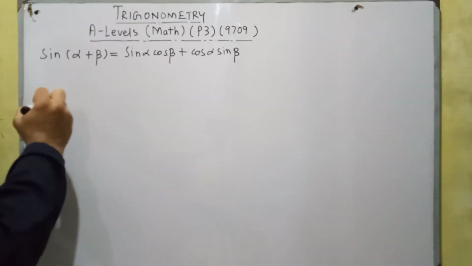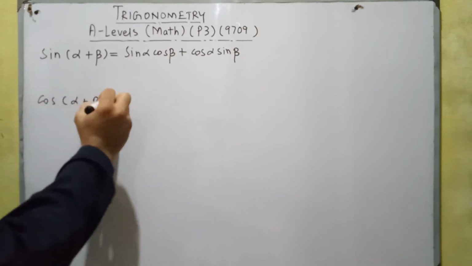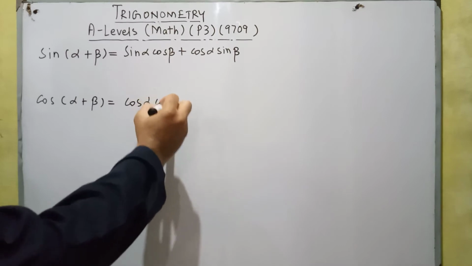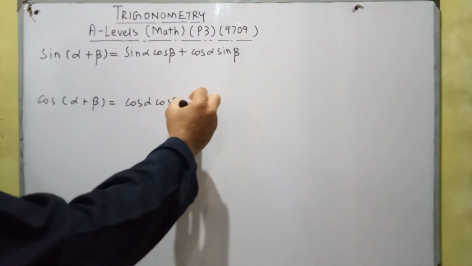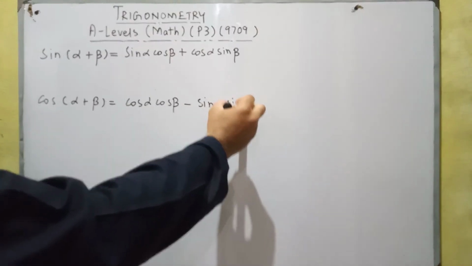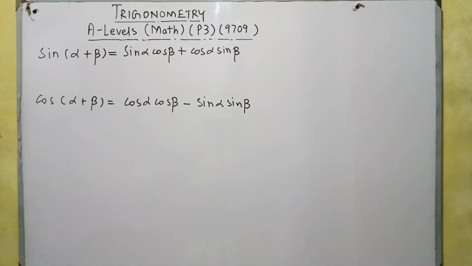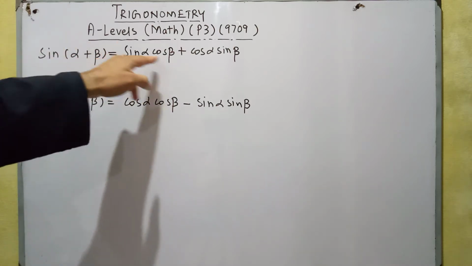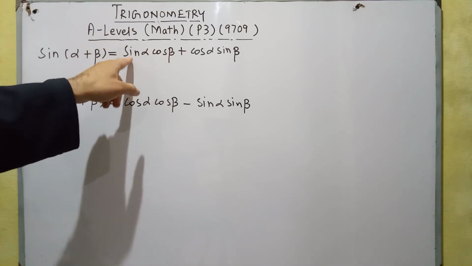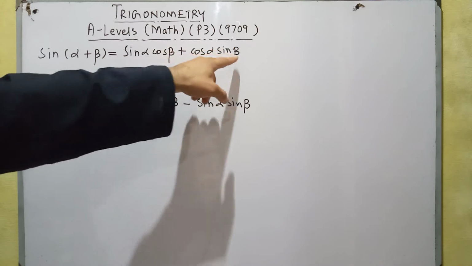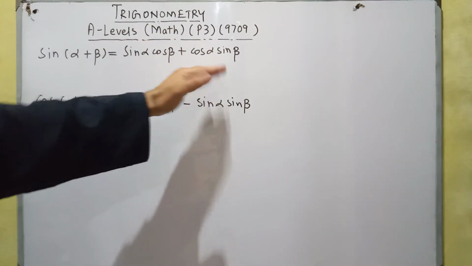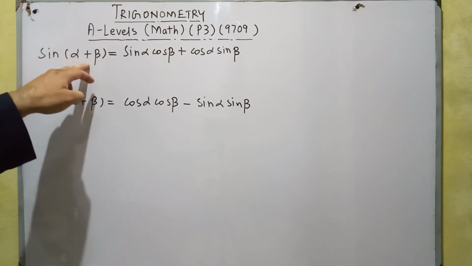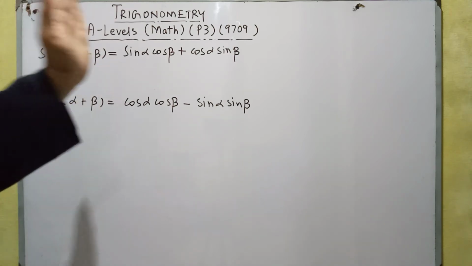And similarly, if we take cos function of this sum, we will have cos alpha cos beta minus sine alpha sine beta. Now we can make a general rule for memorization of these identities, that in case of sine function we will have opposite functions, that with sine function we will have cos function, and with cos function we will have sine function. Functions will be opposite but sign will remain same. In case if we have positive sign on left hand side, we will have positive sign on right hand side.